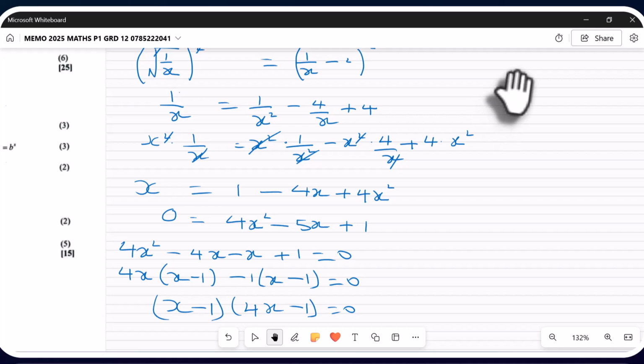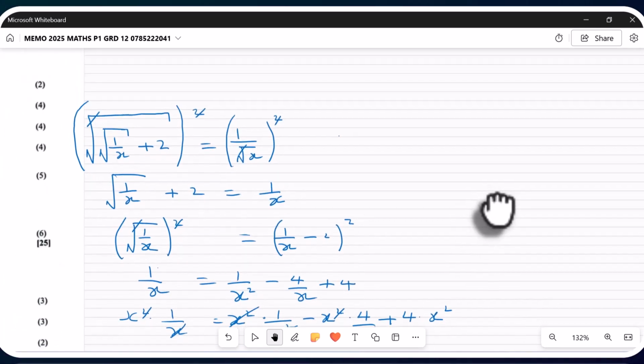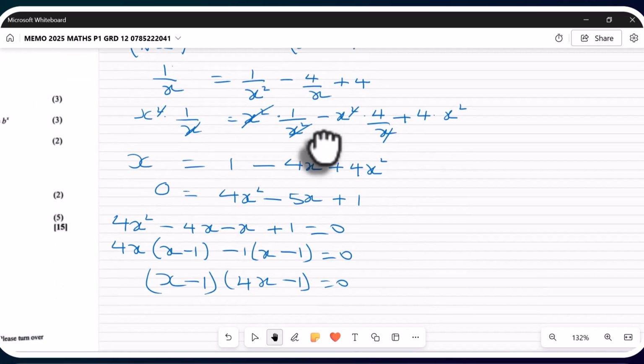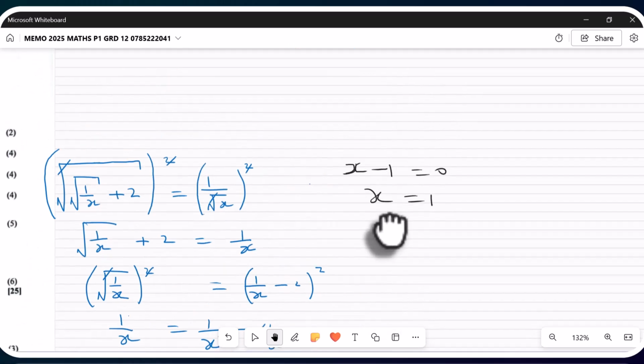Let's check it together. Or 4x minus 1 equals 0, which gives me a quarter, so x equals 1 over 4. Now whenever dealing with this kind of question, before you proceed, always check which of the two answers applies. Let's find out if we use 1 now. The answers we've got are 1 and a quarter.